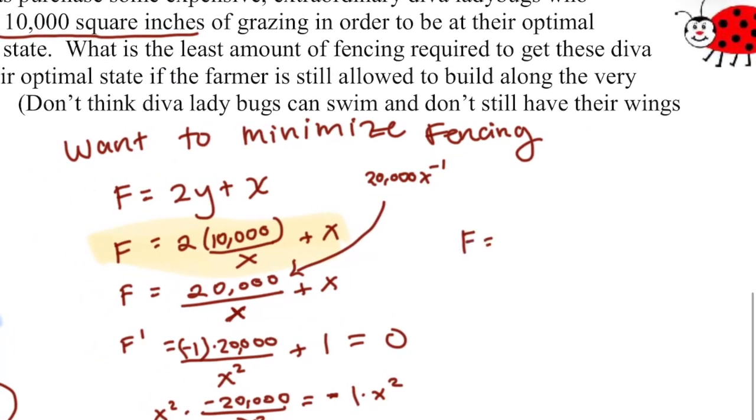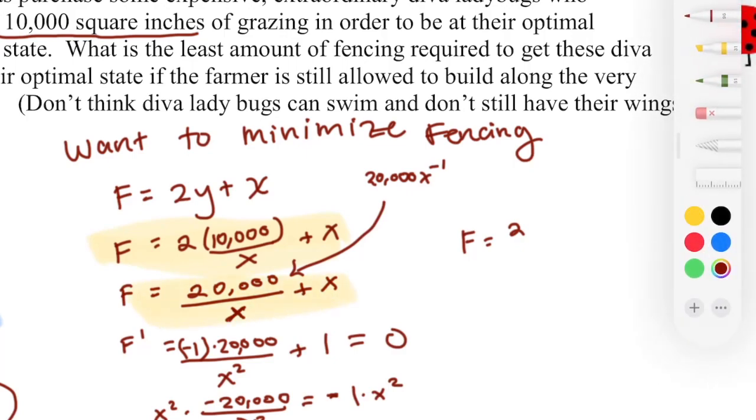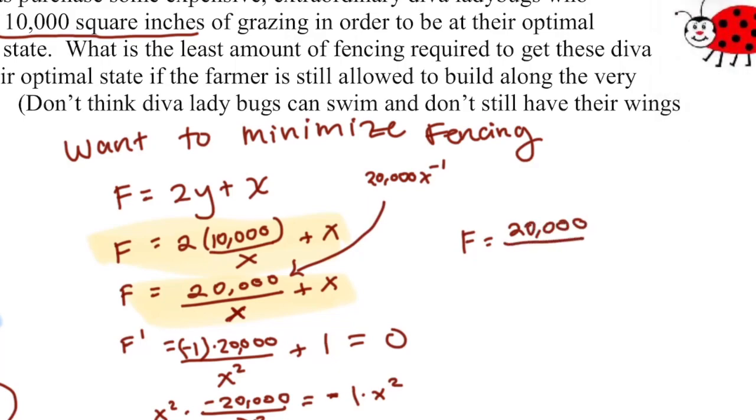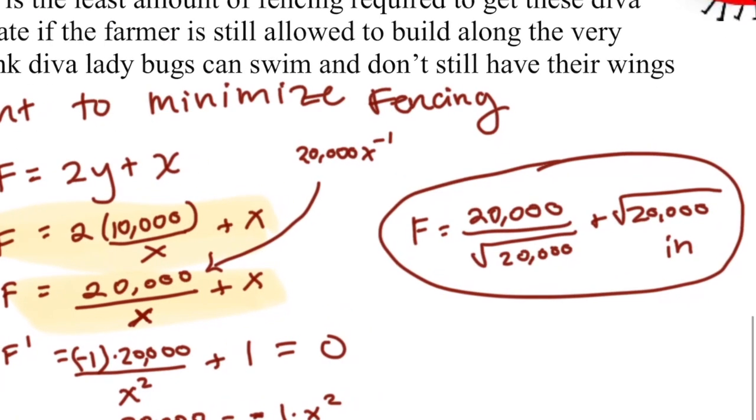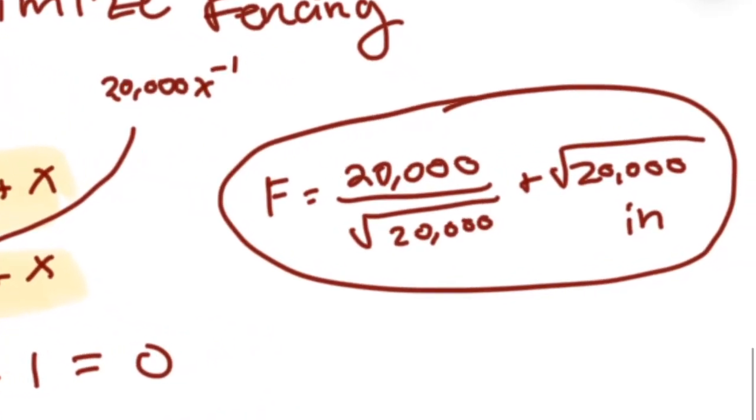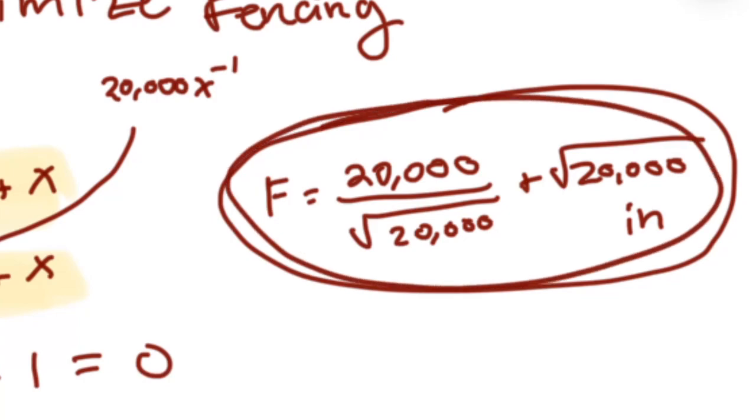So f equals 20,000. My bad. I should have highlighted the other equation. This one's more simple. Whatever. So 20,000 divided by the square root of 20,000 plus the square root of 20,000. And this was in inches. So this is how much fencing I want. This is very exact. I don't think you could ever order this amount of fencing. They'd probably ask you to round to the nearest inch. But for the AP exam, we're going to be exact. There's our solution.